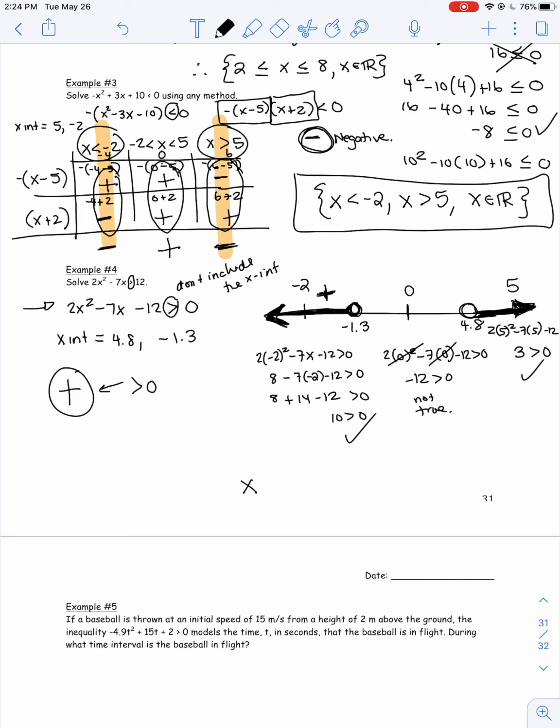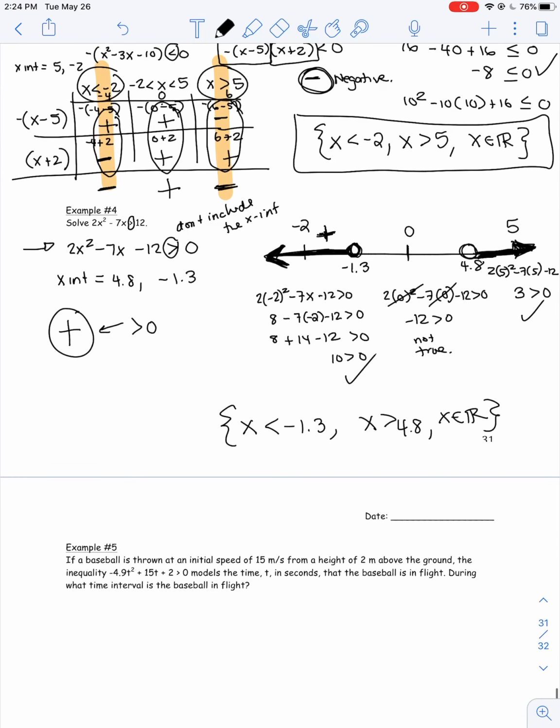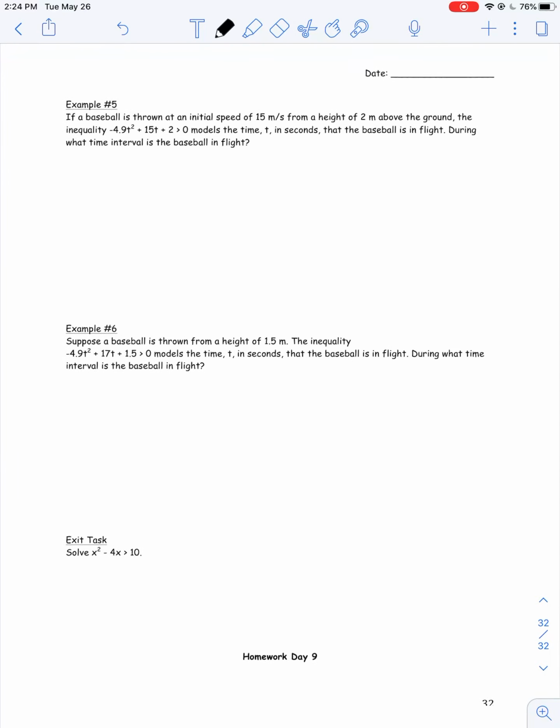So lastly, I need to write it out and say that the answers for this will be x where x is less than negative 1.3, comma, where x is greater than 5, x. Everything less than negative 1.3 will be a solution, and anything greater than 4.8 will be a solution. Or sorry, it should be 4.8. I don't know why I put 5. Okay, so you're looking at those two x-intercepts and using those to actually state where the answer exists.